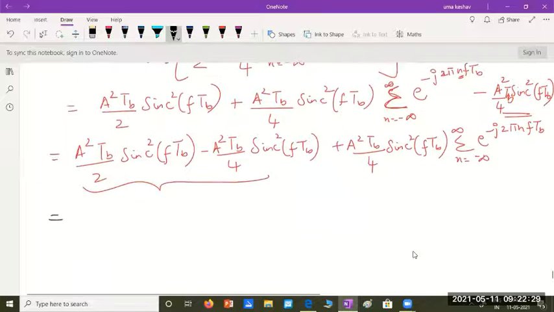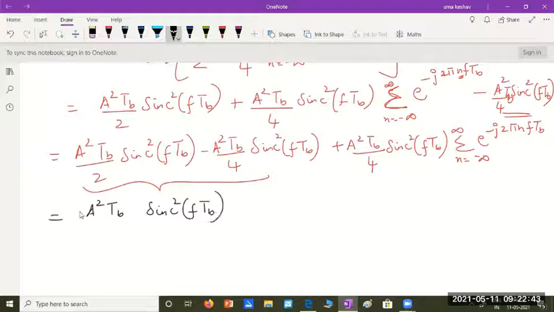Now you combine these two, you will get a square TB. What would I get when sinc square fTb is common? Sinc square fTb is common: a square TB by 2 minus a square TB by 4. What would you get? I'll get a square TB by 4. Just try to do the subtraction of a square TB by 2 minus a square TB by 4. That's all I'm trying to do here.